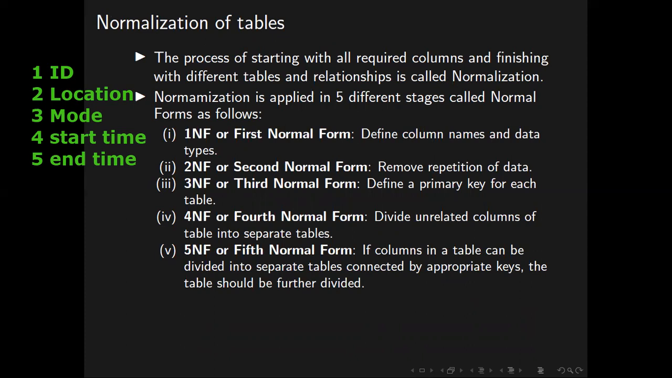First normal form: defining column names and data types. We have defined a table in a crude manner: ID, location, mode, start time, end time. All these are needed. I call this a crude table, first normal form. Then I divide it into several smaller tables. Second normal form.